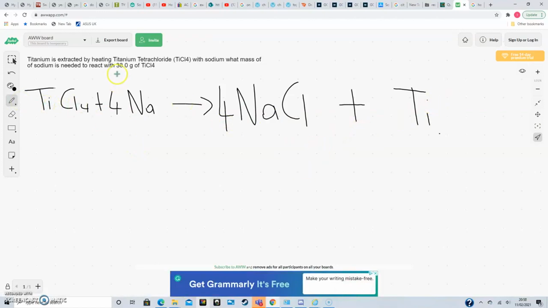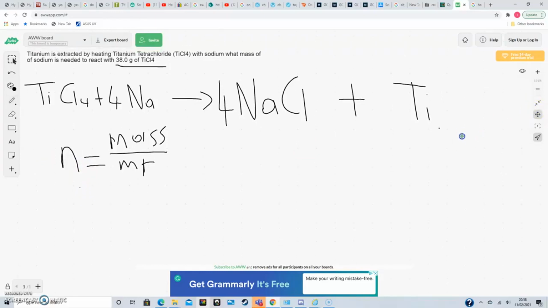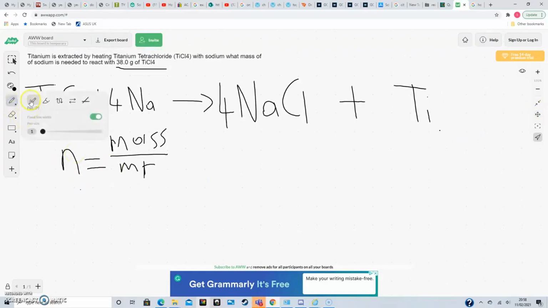Now, let's look at what we can derive from the question. We've got the mass of TiCl4. We've got a periodic table, which means we can work out the Mr of TiCl4. So we've got the mass and the Mr, which means we can work out the moles. So let's write the equation: moles equals mass over Mr. Make sure you always write the full equation, okay? I'm writing n, but make sure you write moles because it'll be easier to understand that way. You won't forget it if you always write down the full equation.